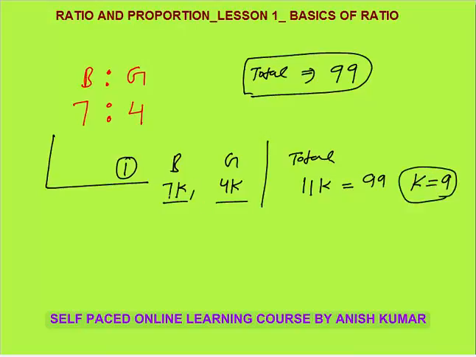When we got k equals 9, boys were 7k. 7k is 7 into 9, 63. 4k is 4 into 9, 36. So our answer is boys are 63, girls are 36. Second method is again very important.